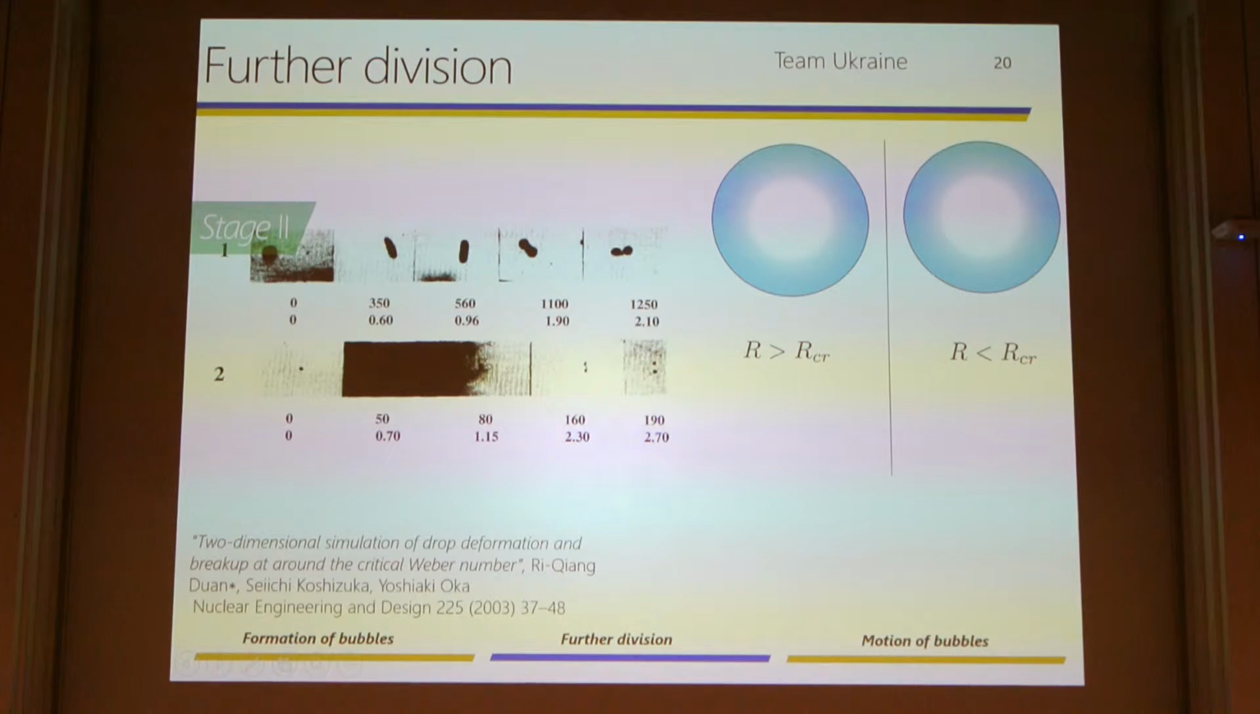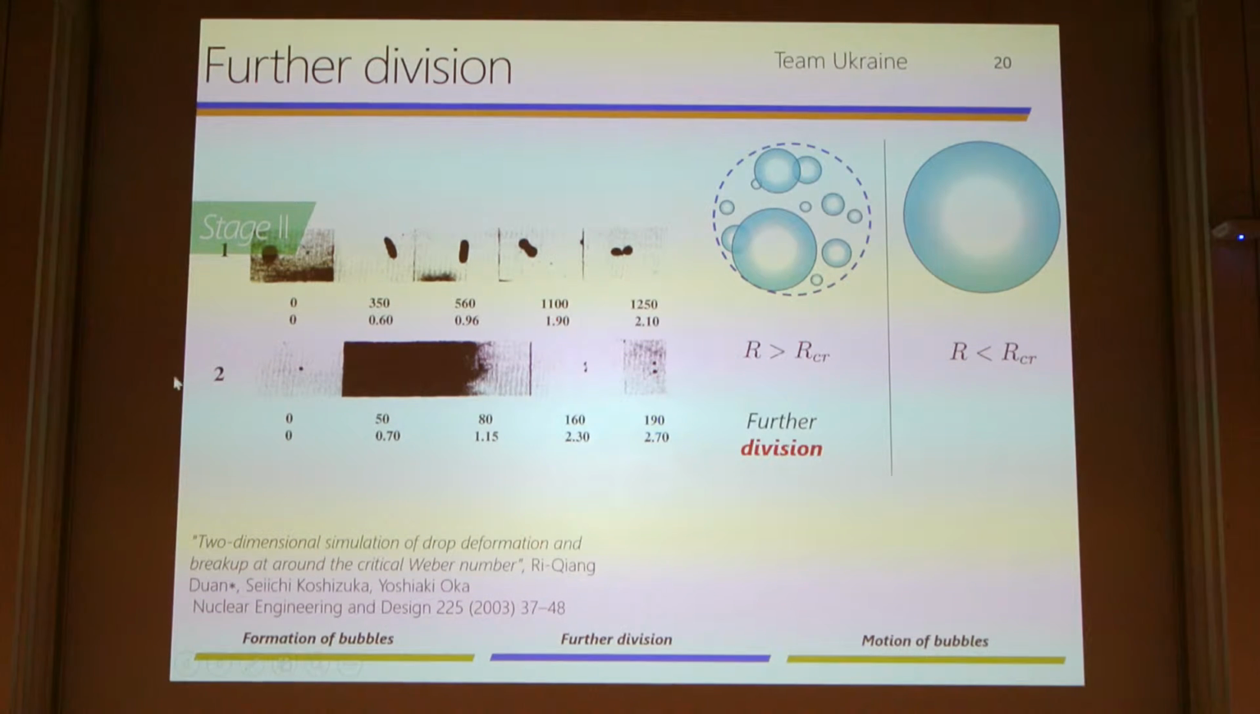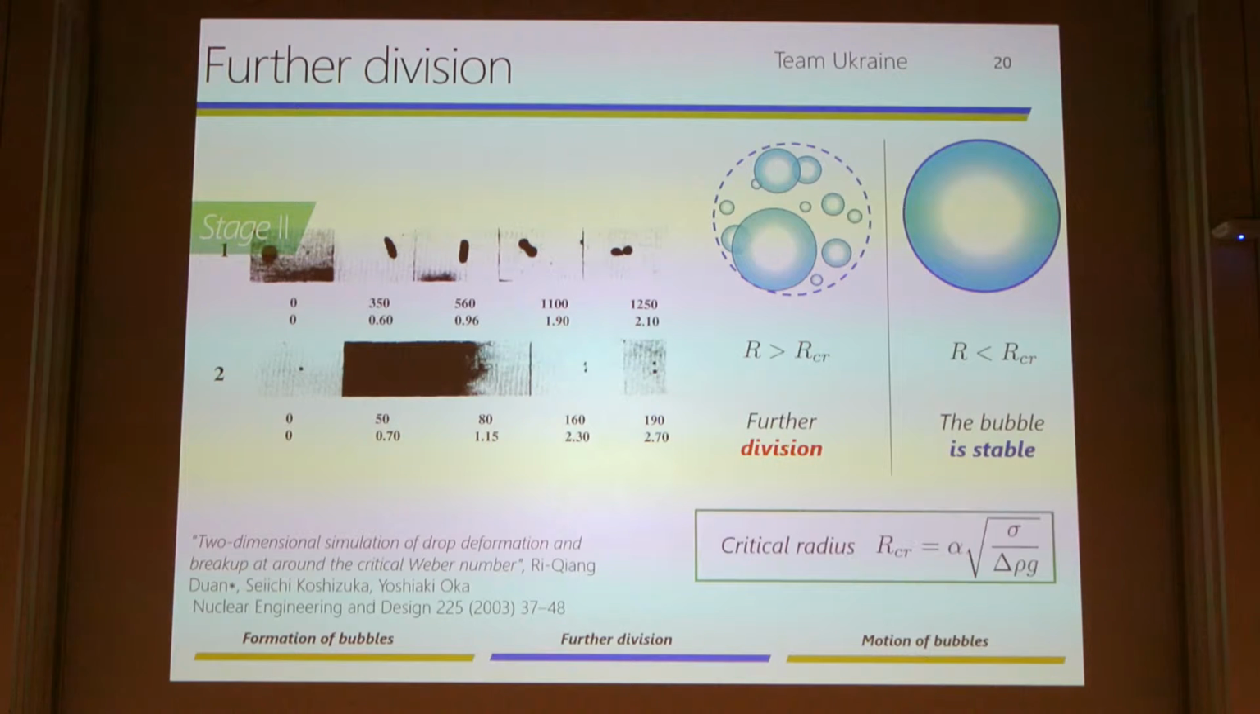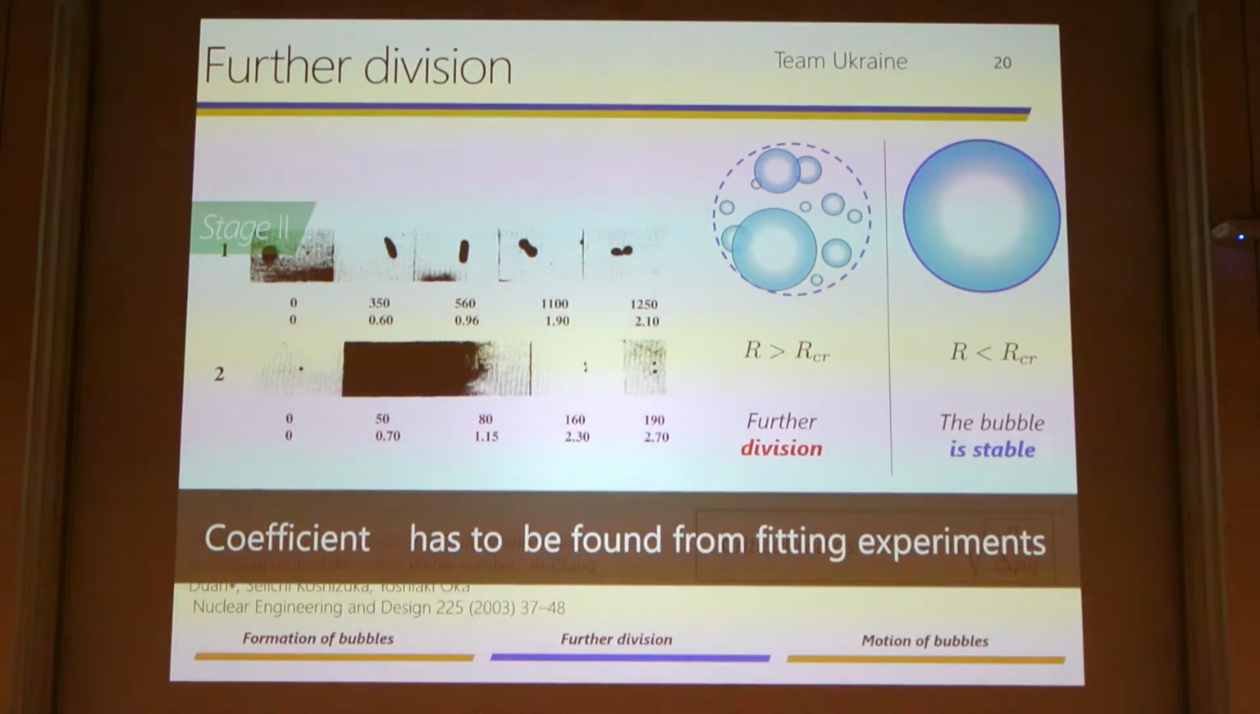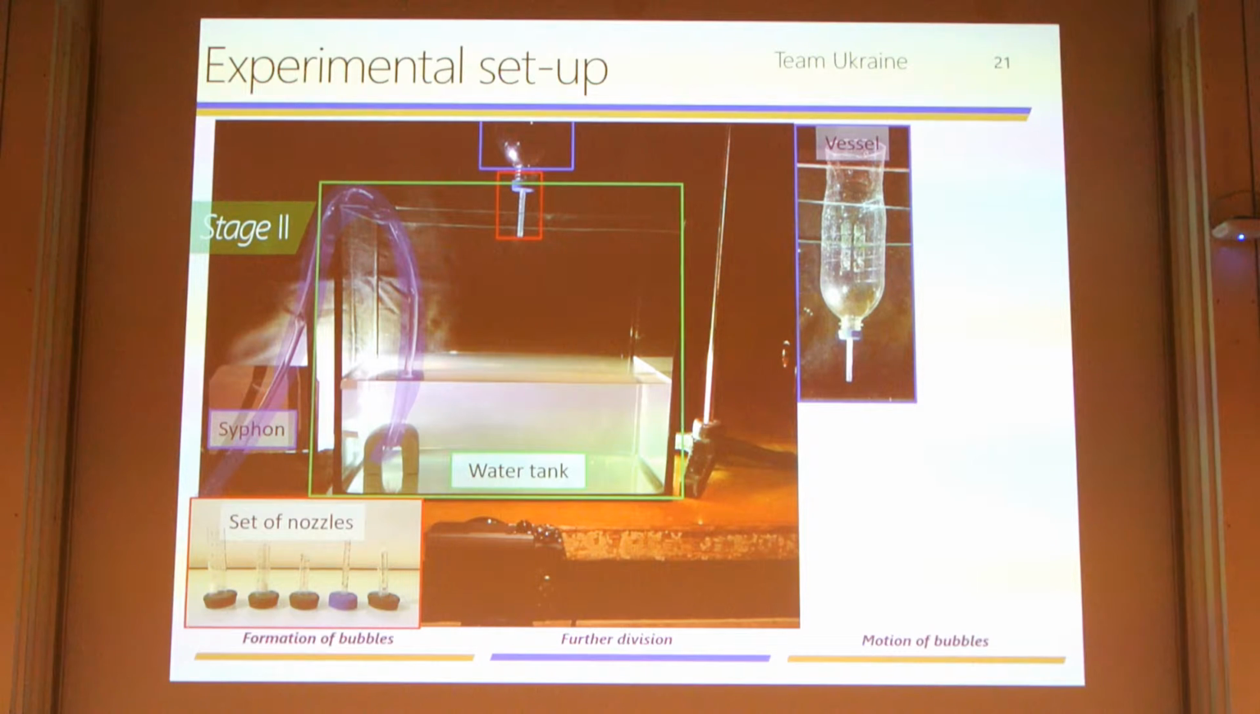It is really well known that when bubbles are big enough, they are unstable, and the critical radius can be estimated from the origin of this process. Assuming that the only factors that make this process go on are surface tension and gravity, we introduce the following critical radius that can define our process. And this dimensionless coefficient alpha has to be found from experimental data. That's why we built the following experimental setup that consists of a water tank, a vessel, and a set of nozzles.